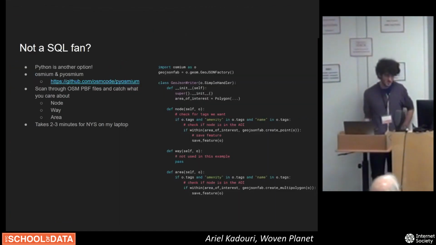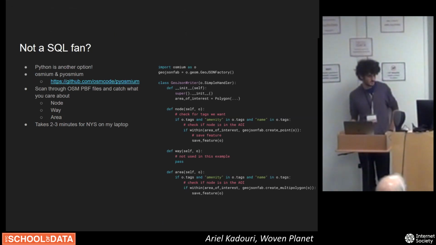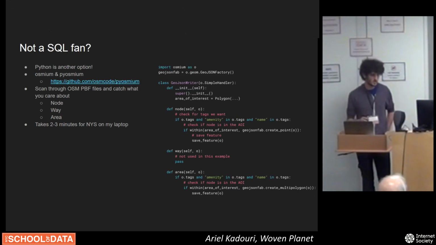If you're not a SQL fan, there's another tool called Osmium. I don't know if that's how you actually pronounce it, but that tool will scan through the OpenStreetMap extracts, so you can use it as a command line tool, or there's Python bindings.